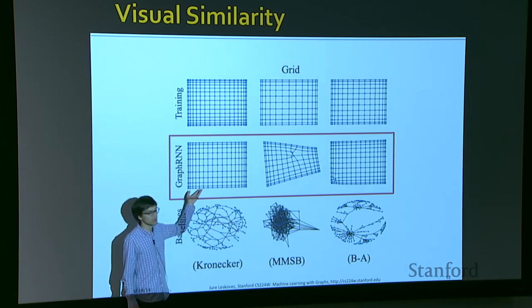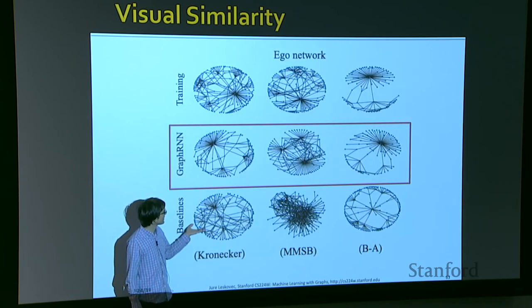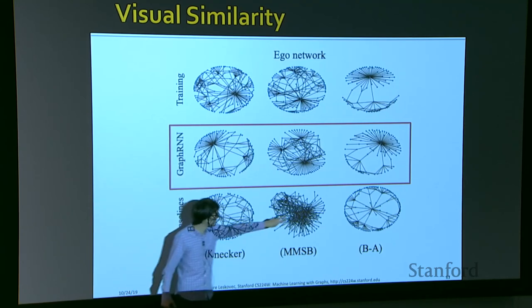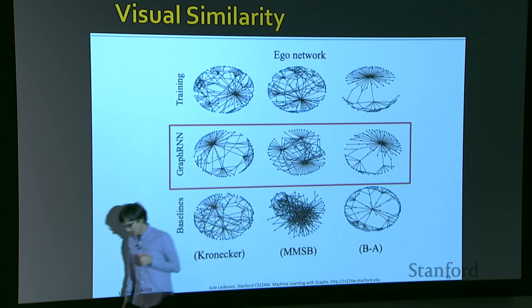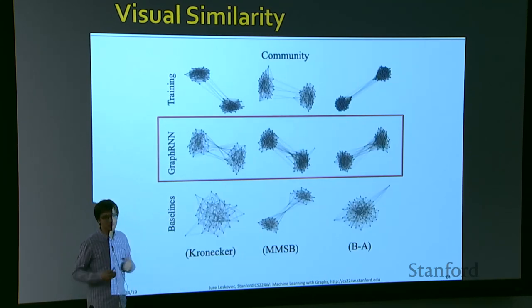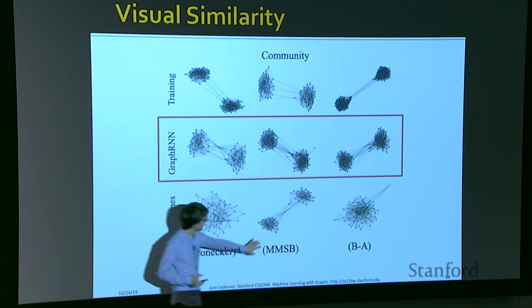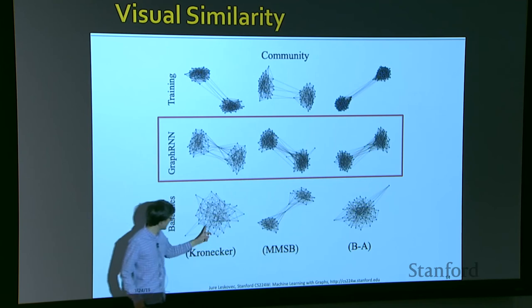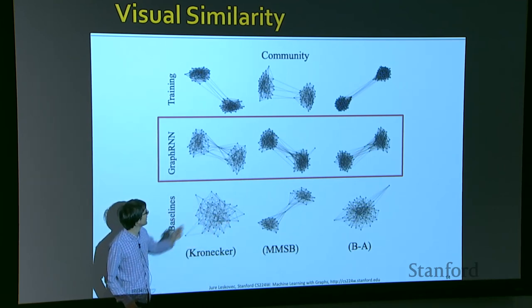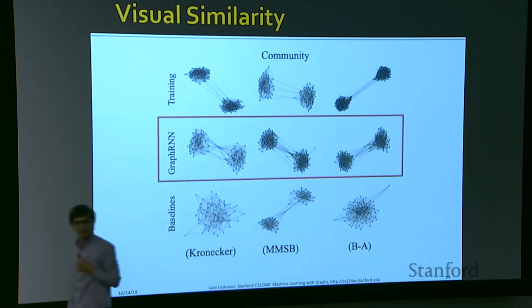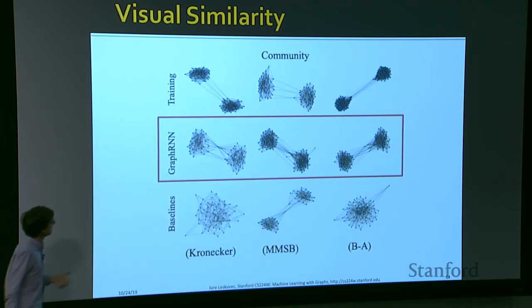Our model can learn to generate the grid. These are meant to generate networks with high degree nodes and low degree nodes, but this one fails here as well, because this model is meant to generate graphs with community structure. Here, the model generated something quite similar to the training data, but the other two models fail miserably, while the GraphRNN works quite well. So just visually, you can see.